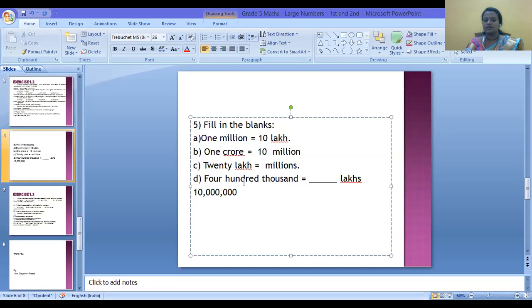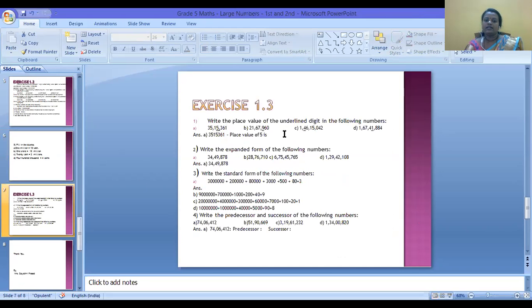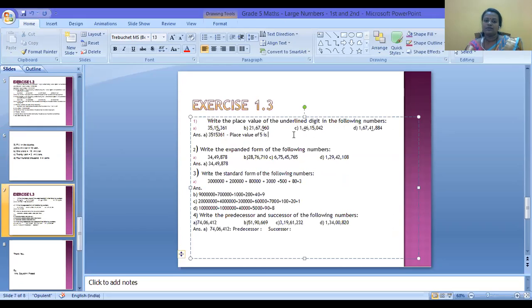So the answer would be 20 lakhs, which is 2 million. 400,000 is nothing but 4 lakhs. As simple as that. Now let us exercise a few more on the place values of the underlined digit. That is 35 lakhs 15,361. The place value of this underlined digit 5 is 5,000, right? Try questions B, C, D for yourself.